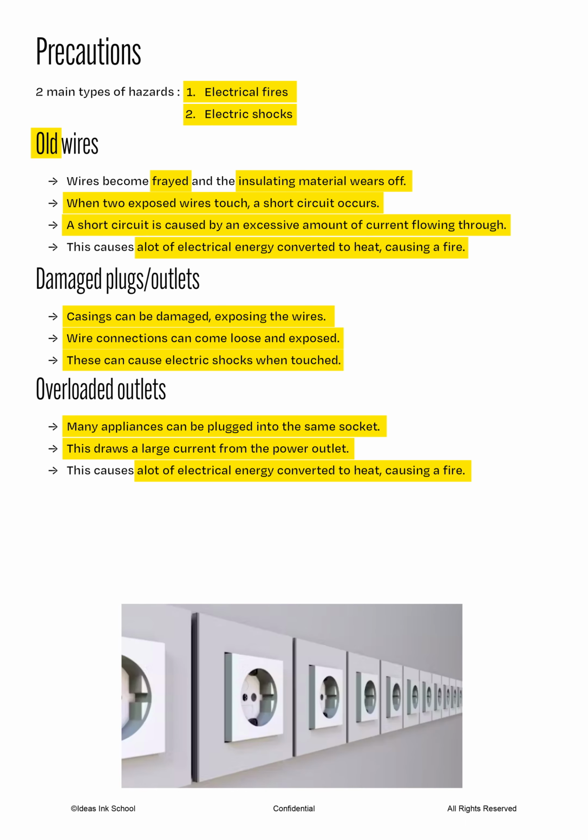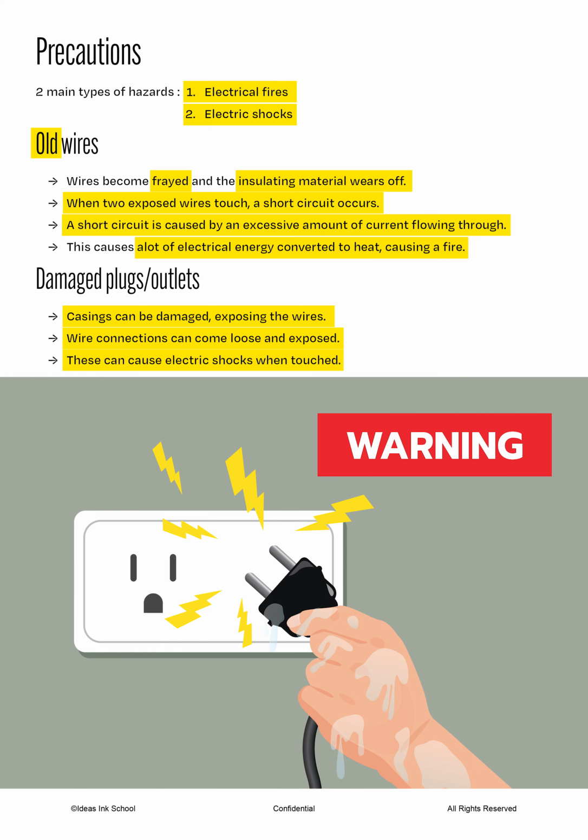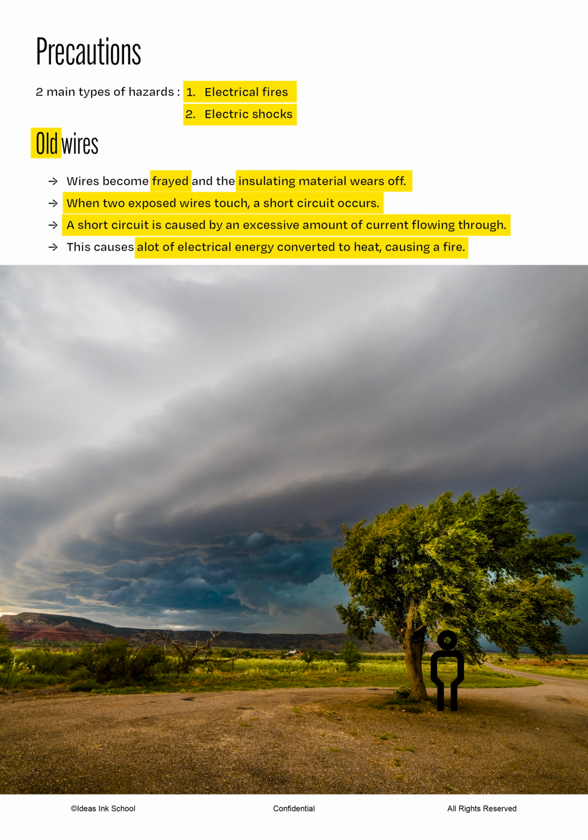And the last scenario involves wet hands. Moisture lowers the body's resistance, therefore making it more likely for current to flow through the body to the ground, causing an electric shock. Thus, the rule of thumb is to never touch any electrical appliances and outlets with wet hands, and never be silly enough to hide under a tree or run across an open field during a thunderstorm.